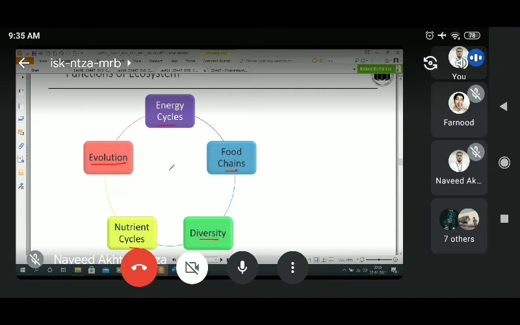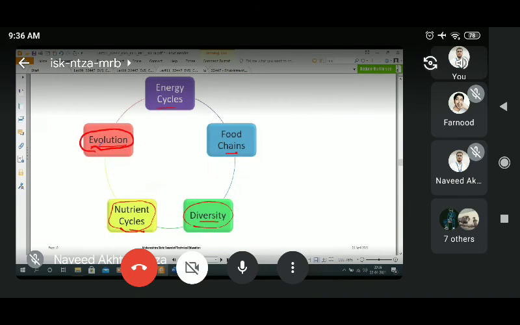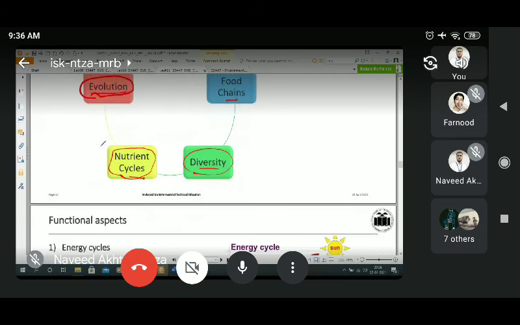If they work properly, then the ecological cycle will be maintained. The energy cycle, the food cycle, and diversification, meaning the production of agriculture or other forms of diversification, industrialization, etc. The nutrient cycle we have to maintain for our soil, water, and air, and the evolution of the natural resources that we are using for our purpose. So this whole combined is the functions of the ecosystem.